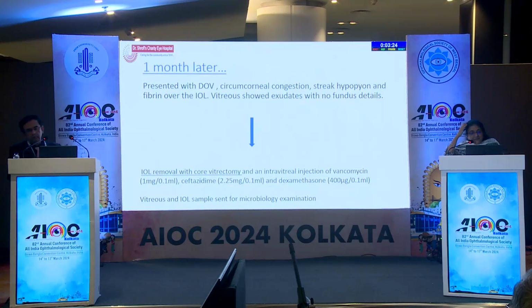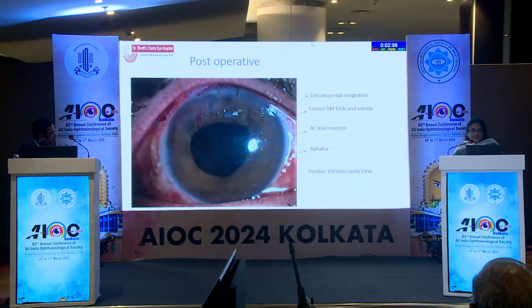The AC tap that we had sent earlier came out to be all negative, and there was absolutely no growth. So we didn't know what organism we were dealing with. This time we were a little more aggressive, and we went ahead and did an IOL removal with core vitrectomy, and the intravitreal injection of the same antibiotics was repeated because the patient had shown a good response the first time. This time we sent the sample of the vitreous and the IOL again for microbiological examination.